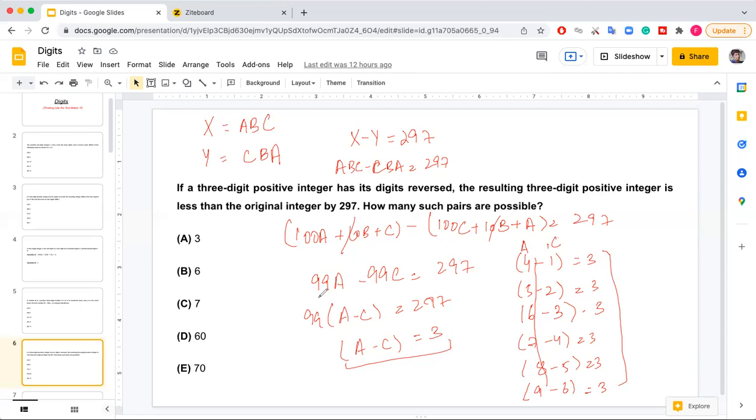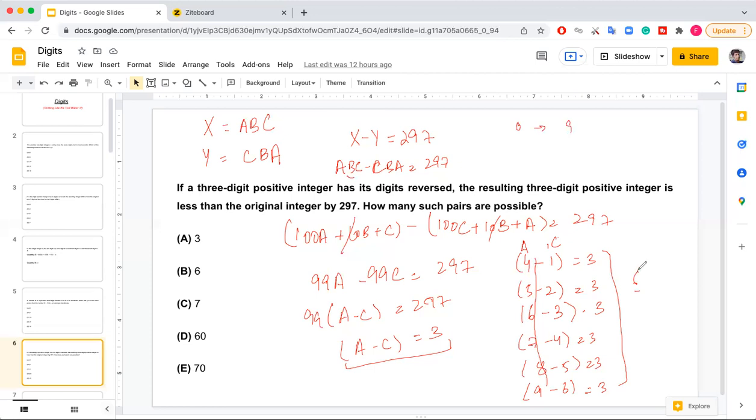Since we are reversing it, B will remain at the same position. That's the case. Listen, if we are just considering A and C, we could have 6, but we are missing B. And B could be any value from 0 to 9.